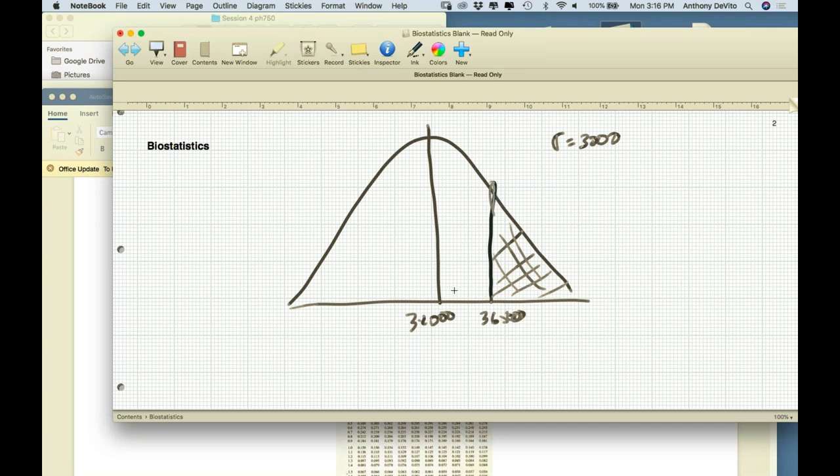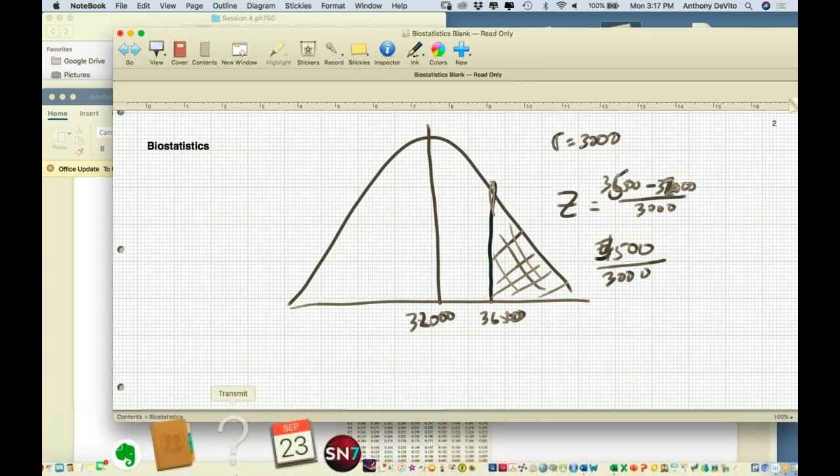So at any rate, okay, 32,000. So z is going to be equal to the value we're interested in, which is 36,500 minus the mean, which is 32,000, divided by 3,000. So that is going to be, let's see what I got here. 3,500? Am I doing that right? 4,500 divided by 3,000. You know, I'm going to change this number. I'm going to call this 35,500. And the mean is 32,000. So that would instead be 3,500 over 3,000. I did that on purpose because I want an odd number.